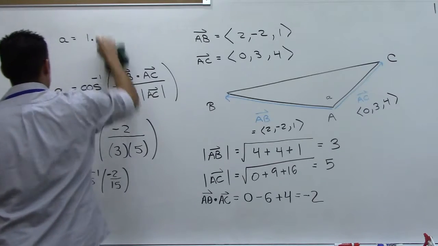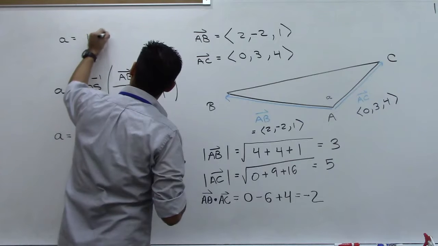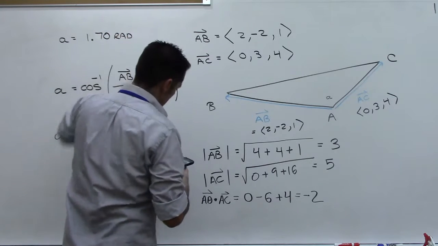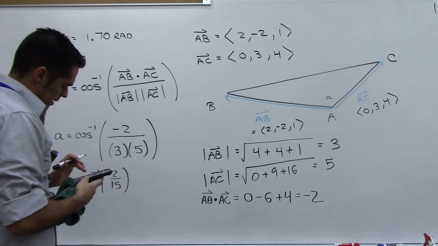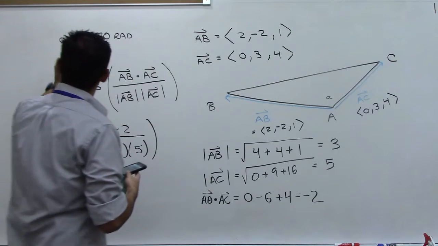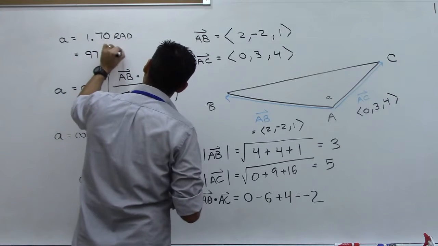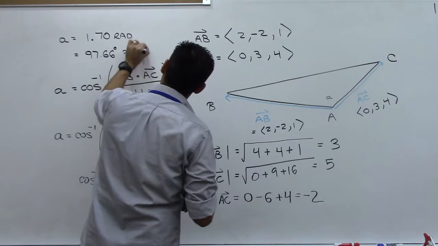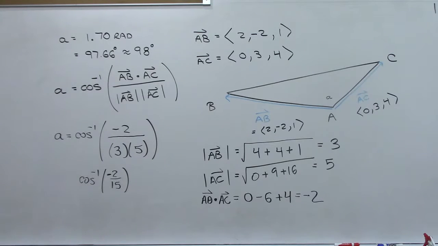Little things, 1.70 radians. And then times 180 divided by pi. All right, that's better. 97.66 degrees, which is approximately 98 degrees. So that's one of the angles.